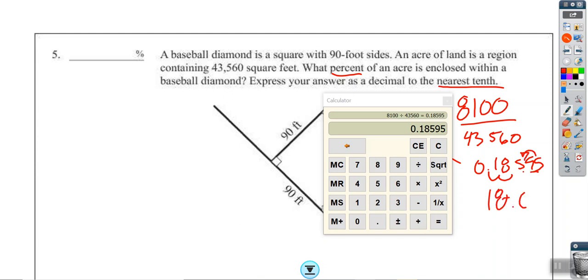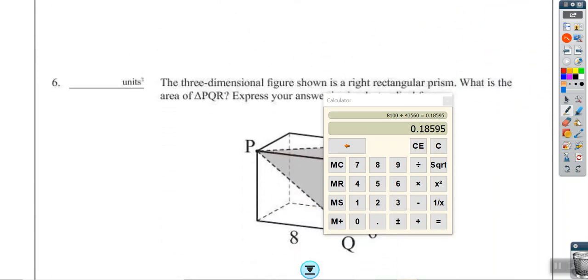So that's 18.6. Just double check. Oh, look at that. All right, winner, winner, chicken dinner. All right, and so then moving down.